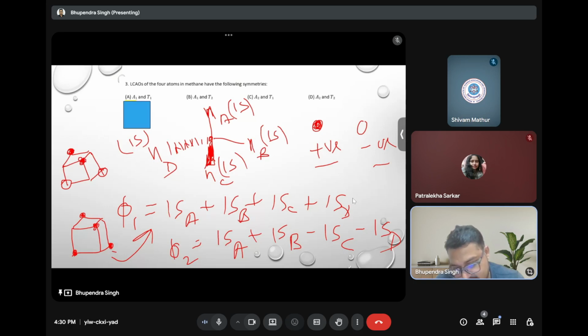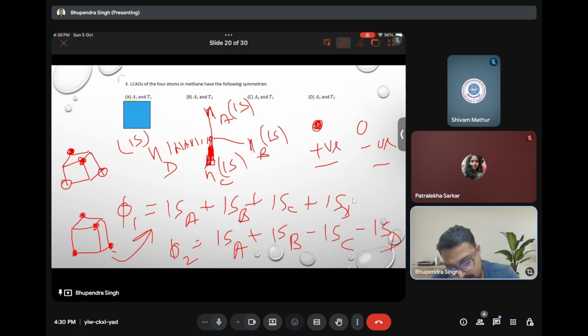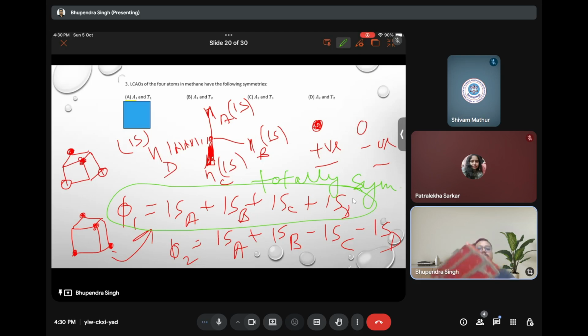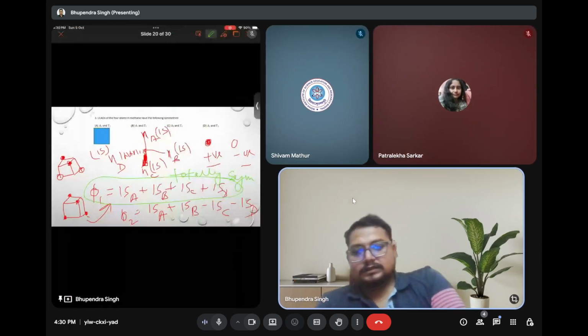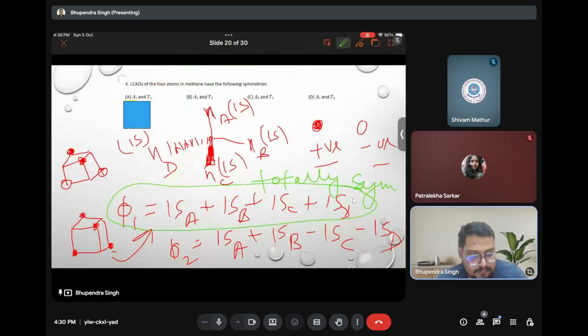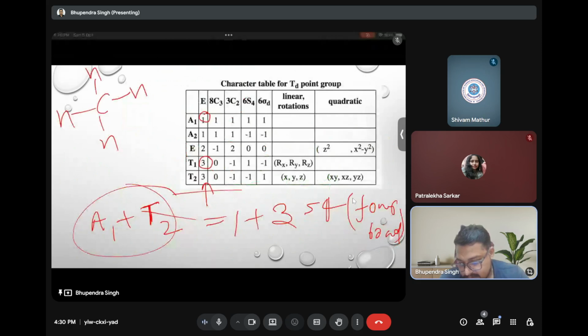Which condition? This condition is totally symmetric. As you can see also from the character table, because the question is saying linear combination of atomic orbitals of 4 atoms in methane having the following symmetry. So it has the point group of tetrahedral.